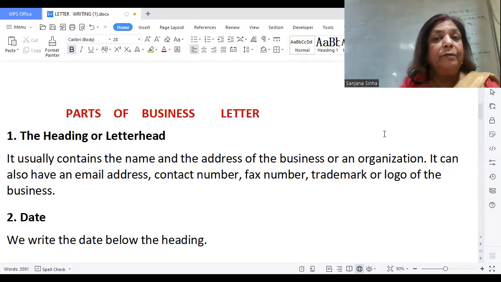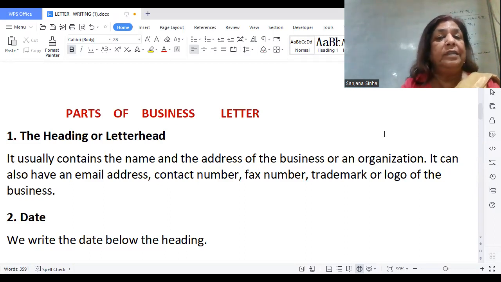There are still some confusions and some doubts in your mind. So what are actually the parts of the letter? This has been explained again and again, but there are still some doubts. So here again, we are here for you. The parts of a business letter: there are 14 parts of a business letter. Let us discuss them one by one.